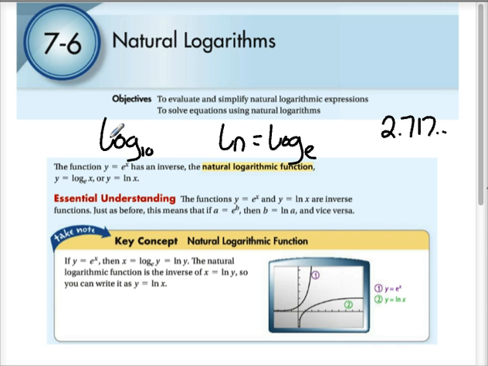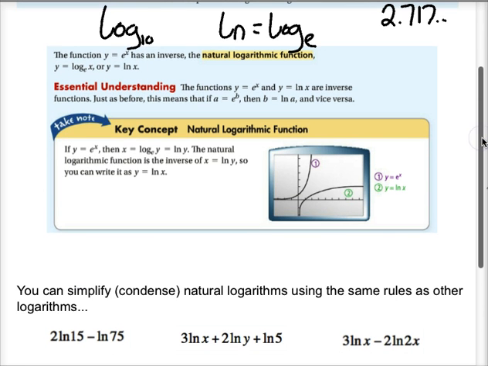Now, the cool thing about today, we're not really learning anything new, all right? All we're doing is reviewing every concept we've done with logarithms, and we're applying it to natural logarithms to show you it still holds true. First thing to understand, it is the inverse of y equals e to the x. Now, I'm not going to make you graph anything. We've already covered graphing in this section, but I just wanted you to make sure you understand it is the inverse of that function, all right?